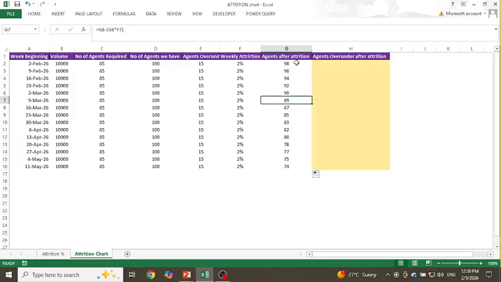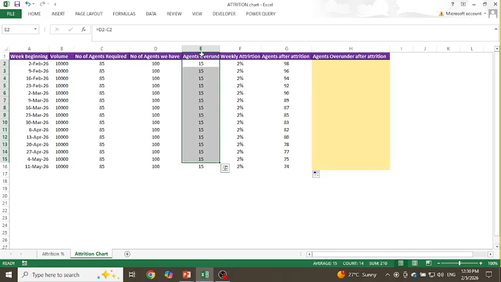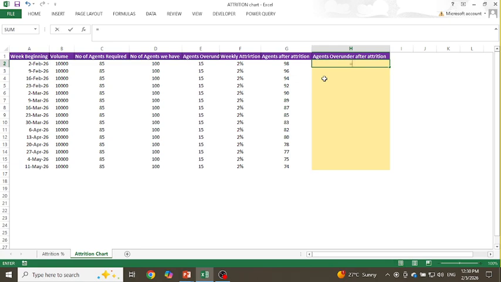You can see the numbers are decreasing because our 2% weekly attrition is there, and people are leaving. In the normal over under, there were 15 extra agents. But now we are going to calculate the over under once we have added the attrition: the agents we currently have after attrition and the number of required agents. So 13, we have a surplus of agents here.